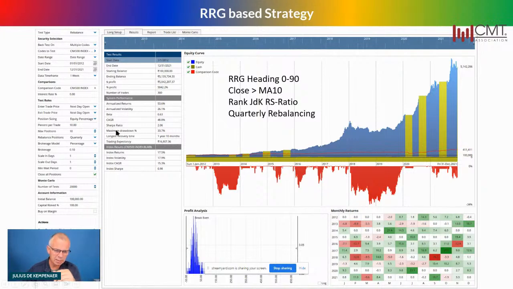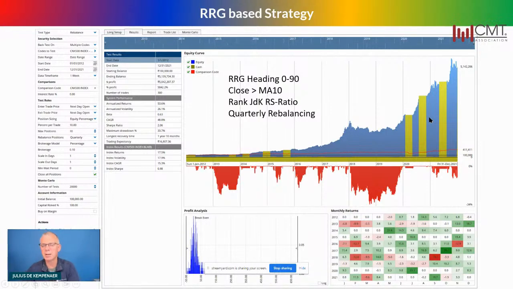So you can see that's right here. 10 positions, 10% each, and we are rebalancing on a quarterly basis using weekly data. And if you do that, this is your result. And it's quite staggering, I have to say.